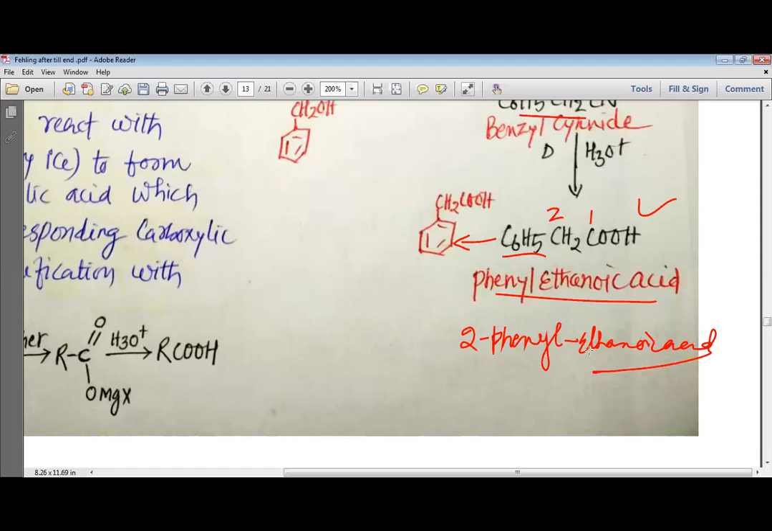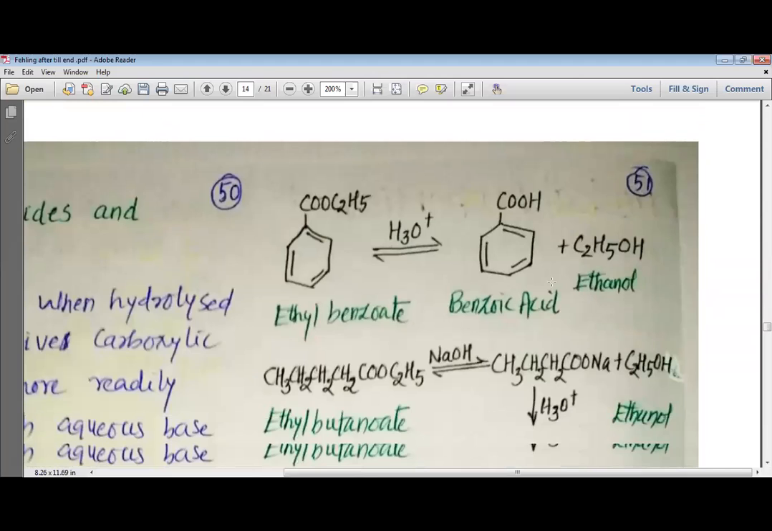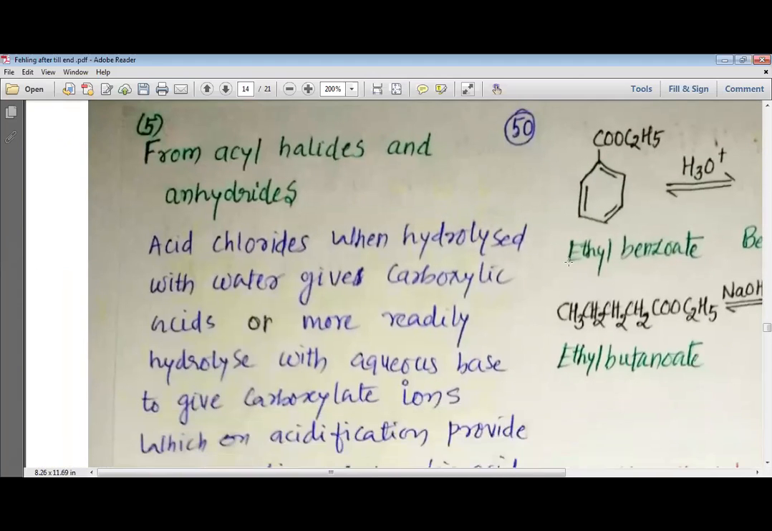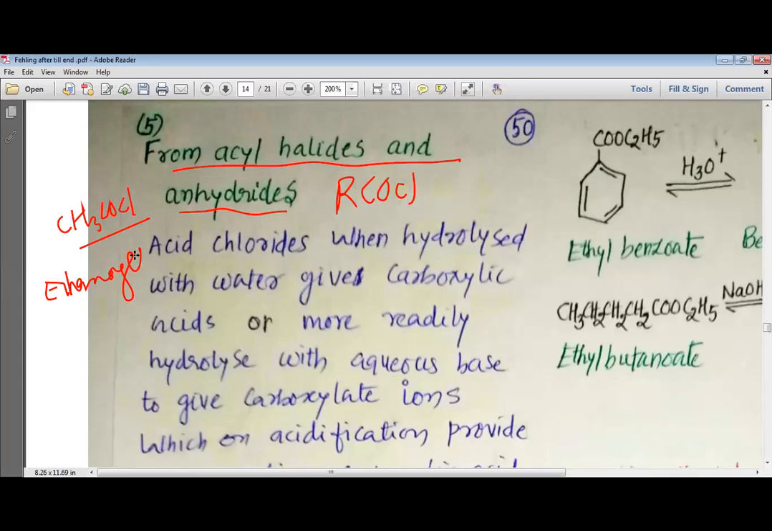So this is how, my dear students, you understand the preparation of carboxylic acid using either nitrile, alkyl halide, or Grignard reagent. Now we want to study the preparation of carboxylic acid using acyl halides. These acyl halides are RCOCl. So if you have CH3COCl, you will call it ethanoyl chloride. If it is 3 carbons, then we call it propanoyl chloride. If it is more, then butanoyl or whatever. And if it is a benzene ring with COCl, then you will call it benzoyl chloride.